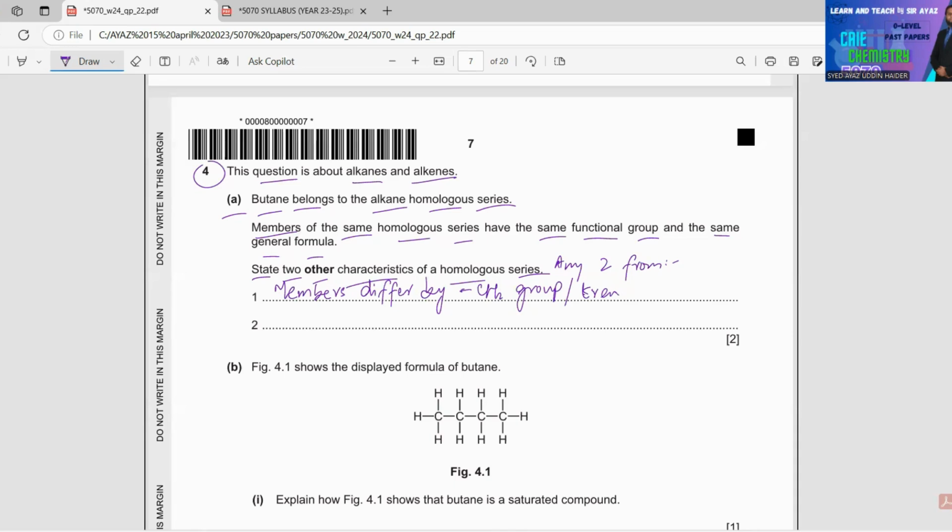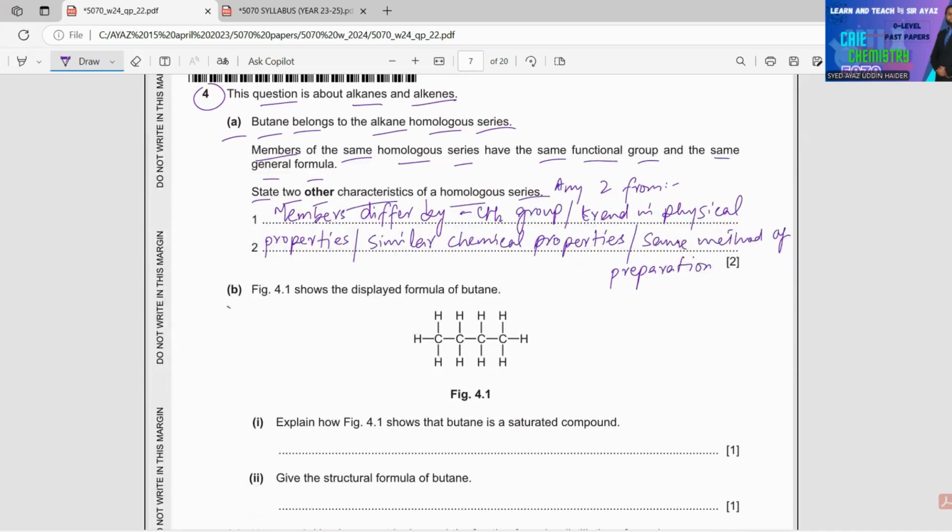The trend in physical properties, similar chemical properties, or even same method of preparation. You can write any two from these.